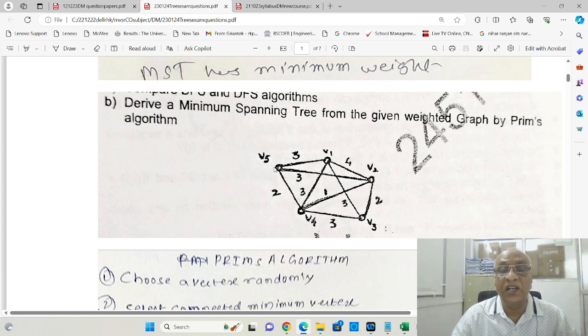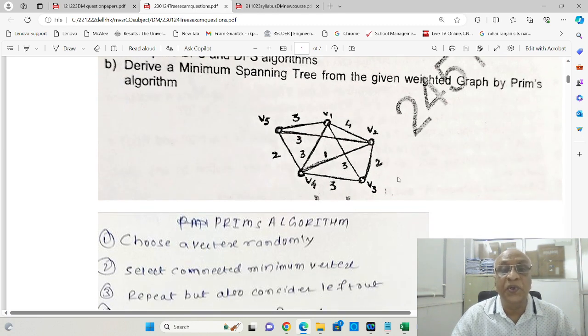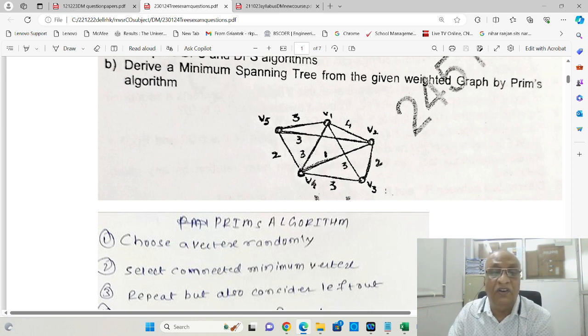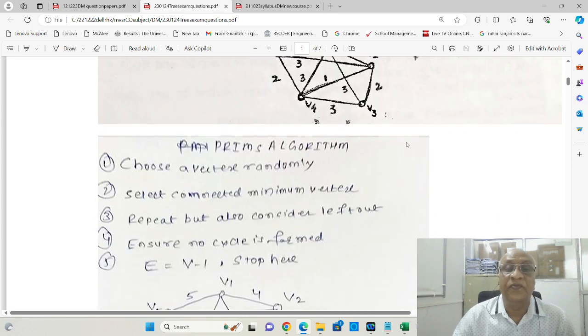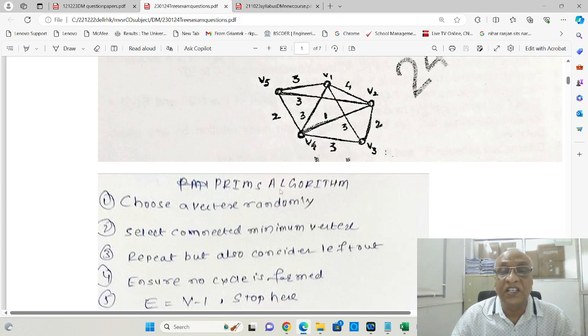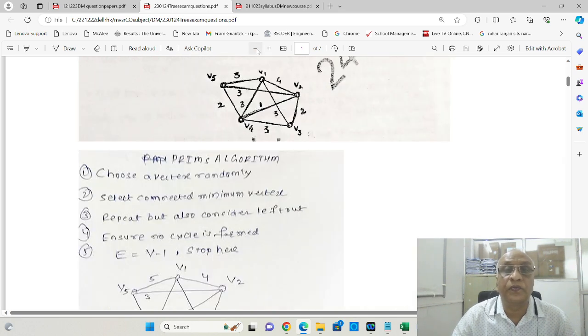In my minimum spanning tree, how many edges will there be? Edges will be 4. Now, what does Prim's algorithm say? Randomly select a vertex. After that, select a vertex connected to that vertex which has the minimum weight. Repeat. While repeating this procedure, also consider the left out vertices with their weights and check if in future they will be useful, if their comparative weights are less. While doing this, you have to ensure that no cycle is formed. Okay, so let us see how it goes.